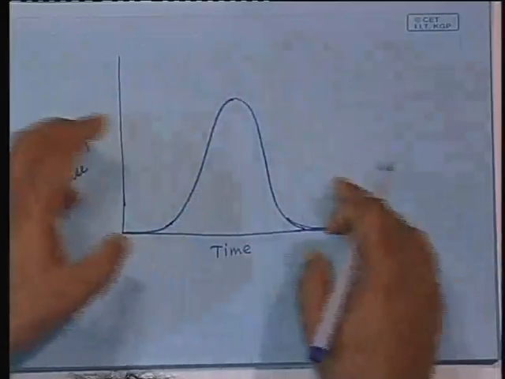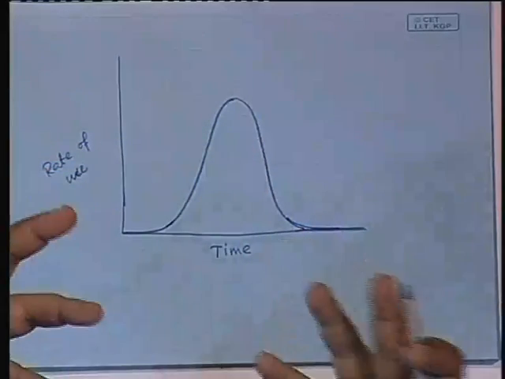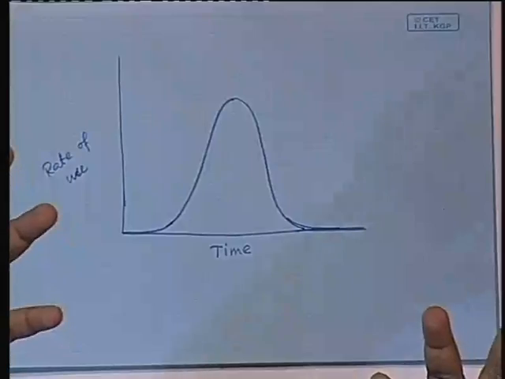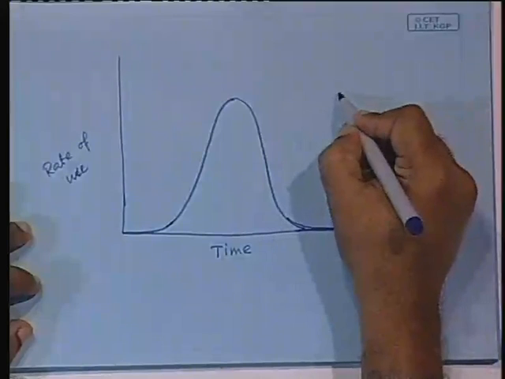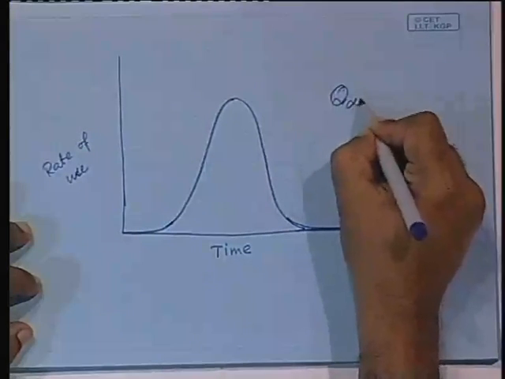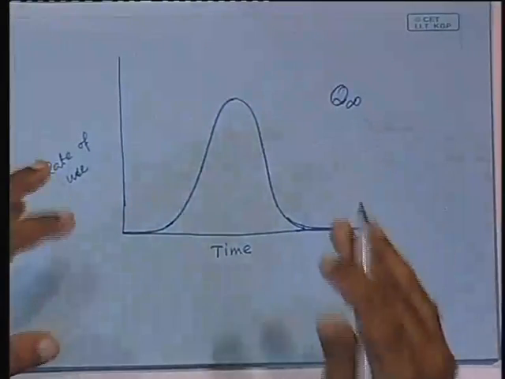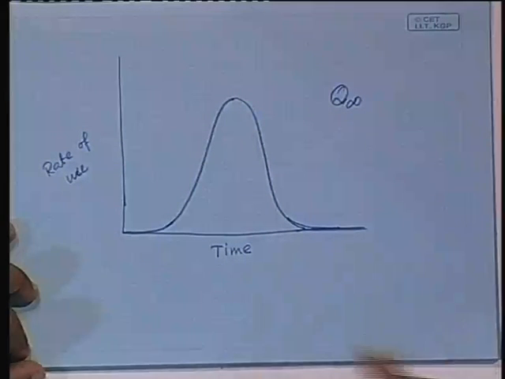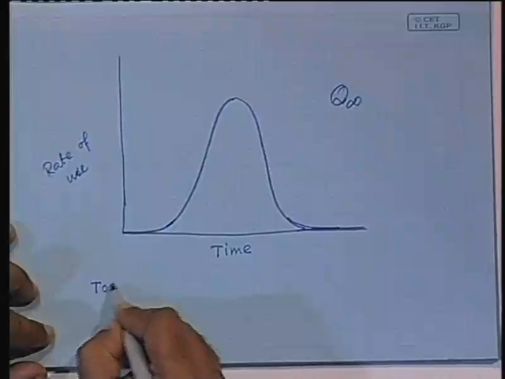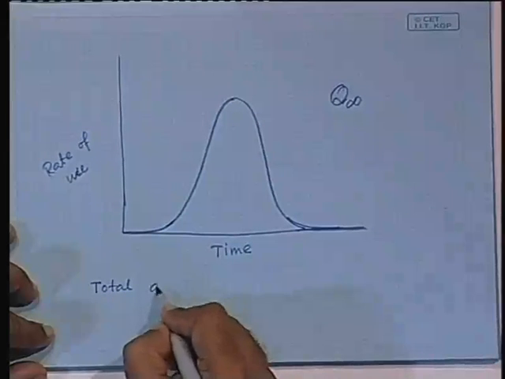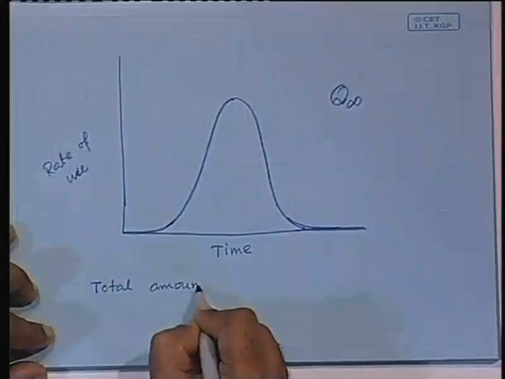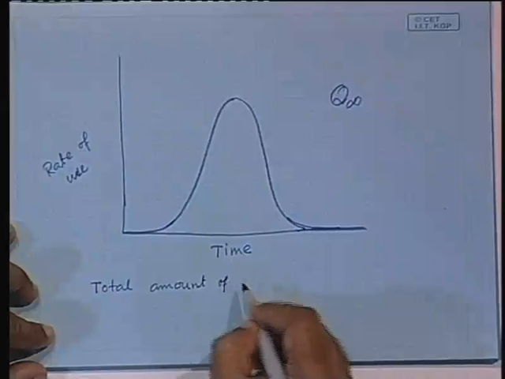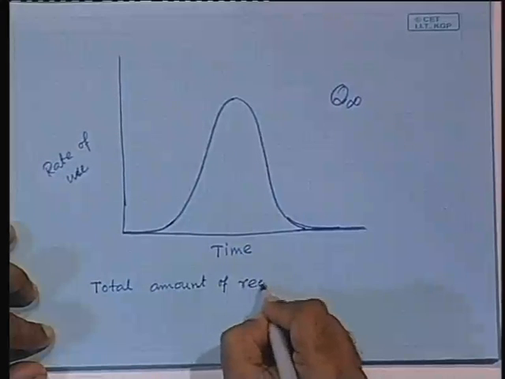Now the area under this curve is the total amount of petroleum that was available for exploitation. Okay, and this quantity is normally called Q infinity. Q infinity means the total amount of exploitable, recoverable petroleum.